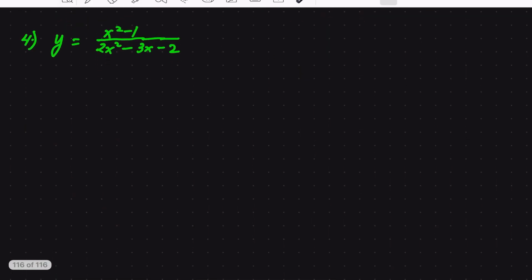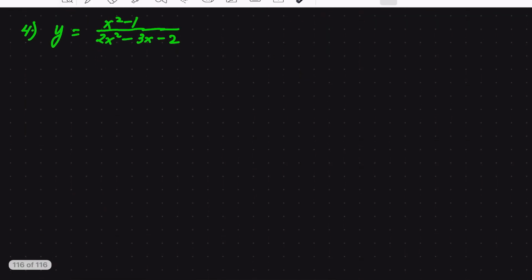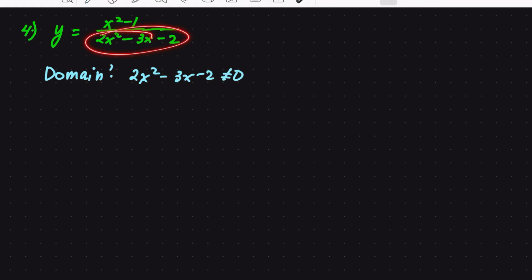Okay, for last example, number 4, y is equal to x squared minus 1 over 2x squared minus 3x minus 2. Okay, so domain muna tayo. Domain, yung denominator should not equal to 0. So, we have 2x squared minus 3x minus 2, which is not equal to 0. So, hindi dapat maging 0 kasi ito. Dahil squared yan, i-factor natin. So, 2x, x. So, ito ay 2, negative 2.